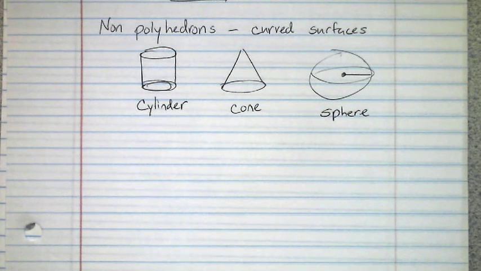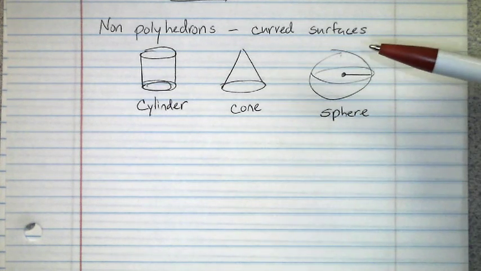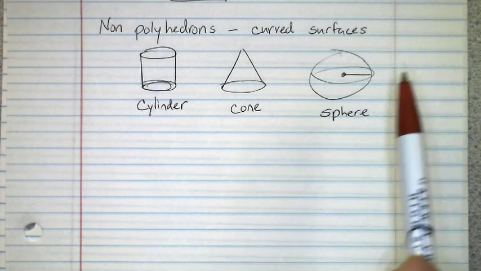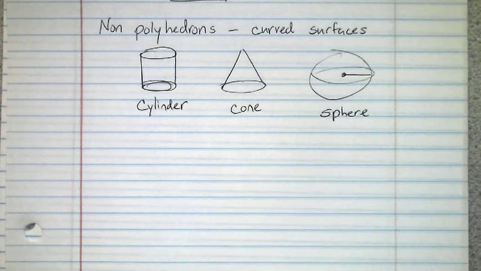So now that we talked about the polyhedrons, let's talk about the non-polyhedrons. Basically, non-polyhedrons are the ones that have curved surfaces. If it has a curve, it's not a polyhedron. The three most important ones you should know: cylinder, cone, and sphere.